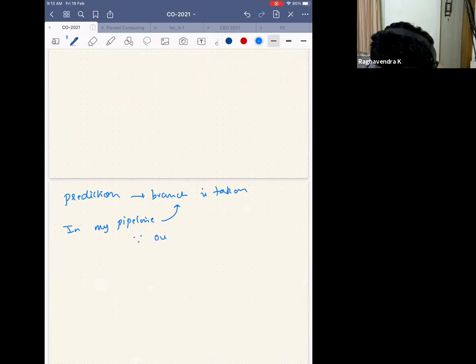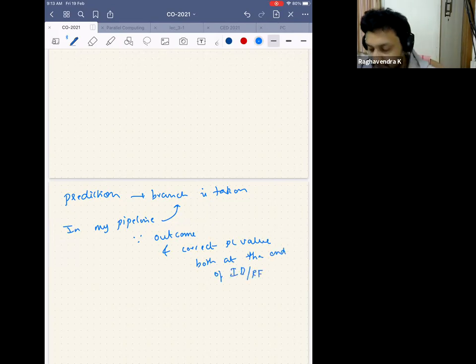I know the outcome and the correct PC value both at the end of the instruction decode register fetch stage. Since I know the outcome and the correct PC value at the same time, there's no point in me predicting it as branch is taken.